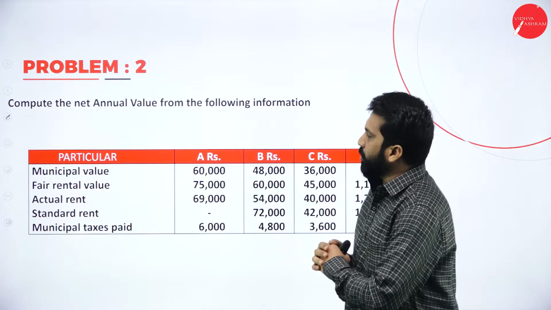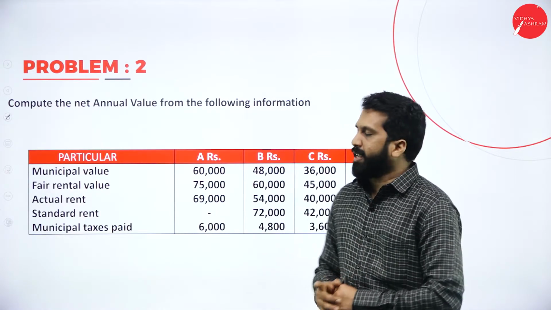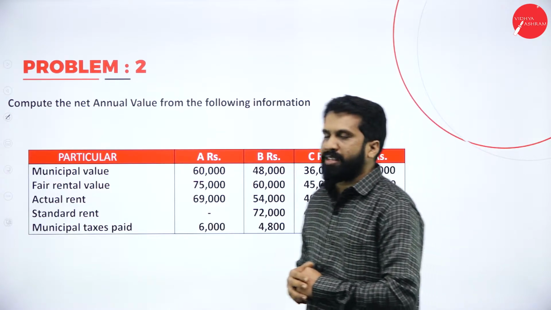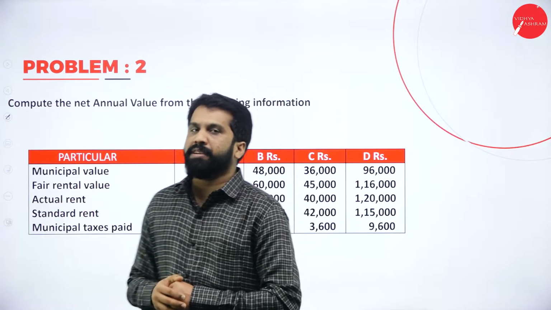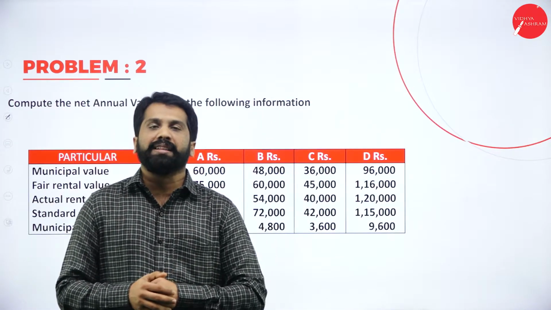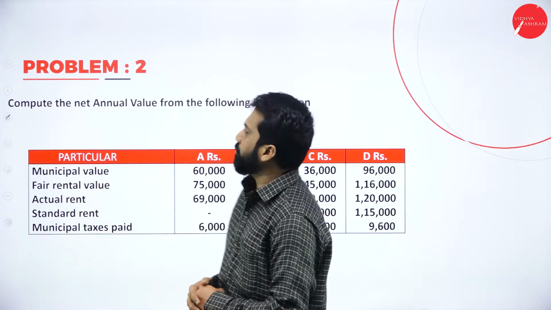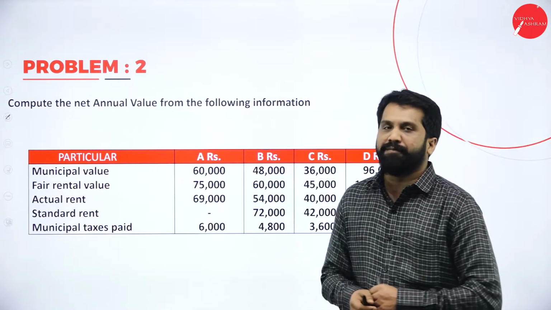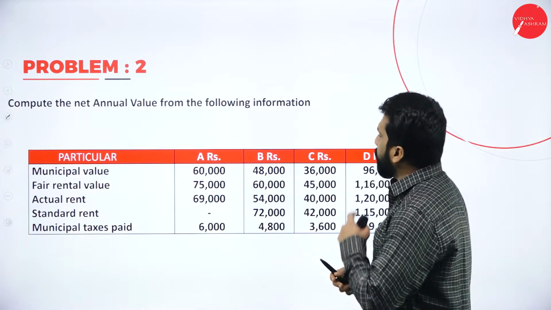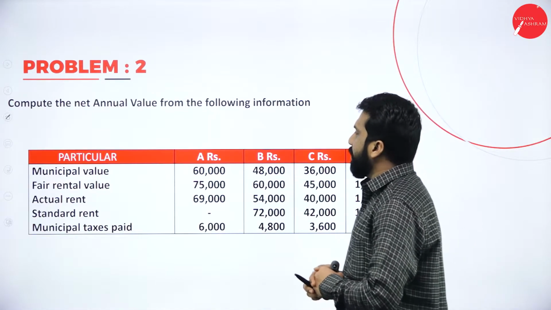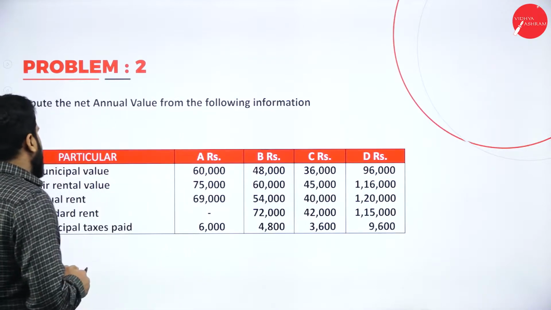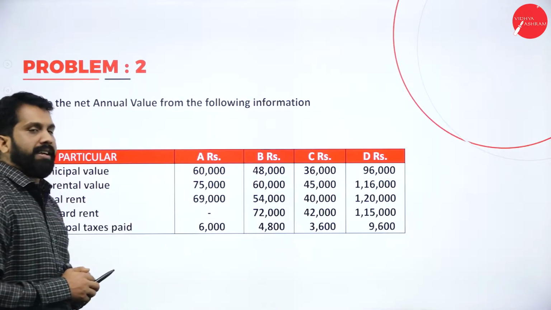In your examination, you can expect the same kind of questions. But here, there are no adjustments. In your examination, you may get 2 or 3 adjustments. Compute the net annual value from the following information. In this, municipal value 60,000, fair rent 75,000, actual rent 69,000 and standard rent nil.